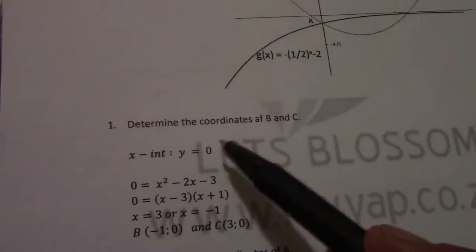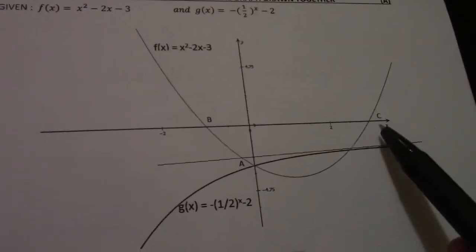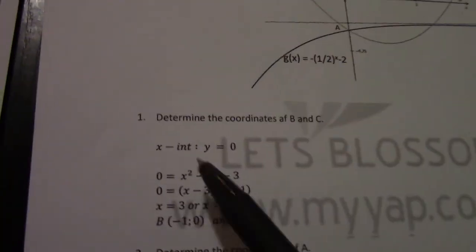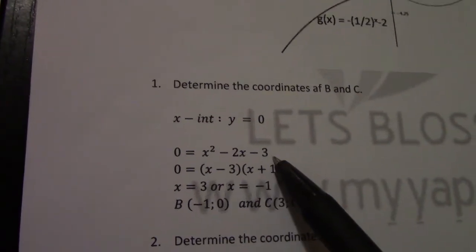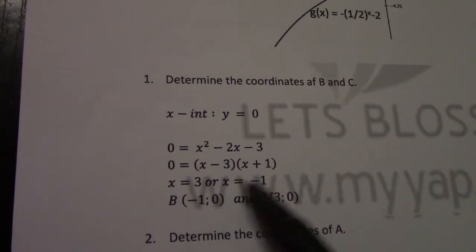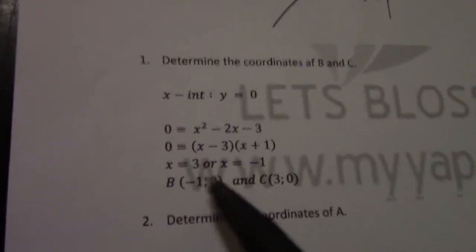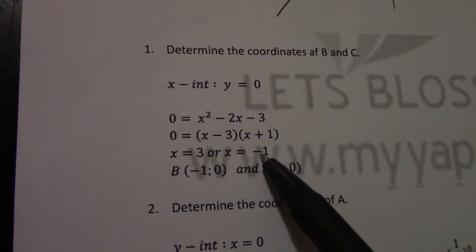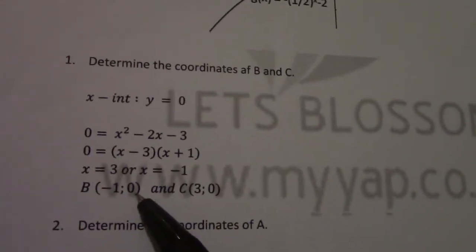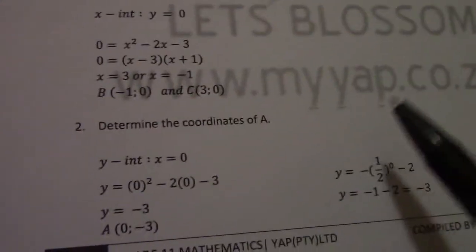Right, question 1. Determine the coordinates of P and C. So you should see there's P, there's C. They are referred to as x-intercepts because they're on the x-axis. So x-intercept, y equal to 0. I have x squared minus 2x minus 3 given to me. Factorize: x minus 3, x plus 1. Minus 3x plus 1x gives me negative 2x. So x equal 3 or x equal minus 1. Should take note, P is on the negative side, C is on the positive side, therefore P is minus 1 and 0, and C is 3 and 0.